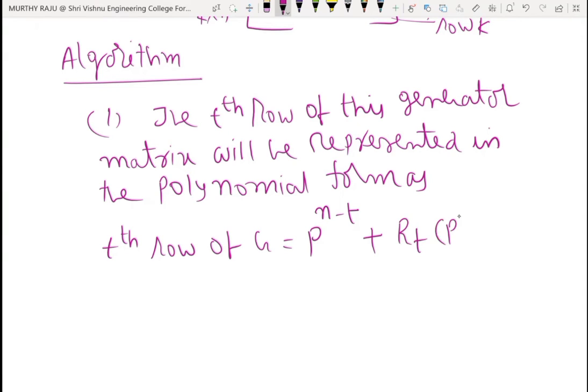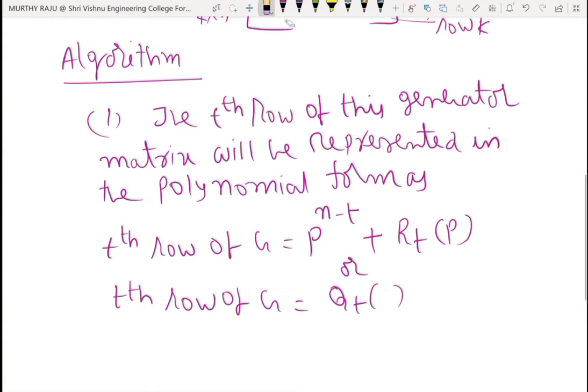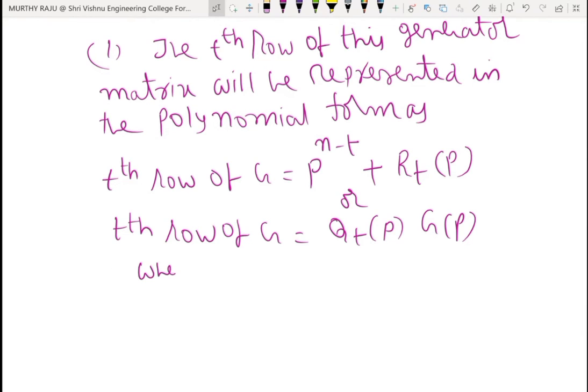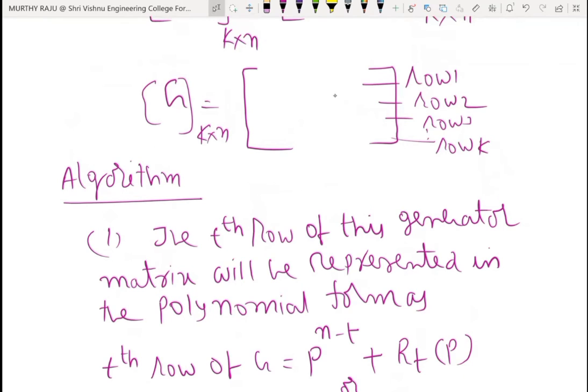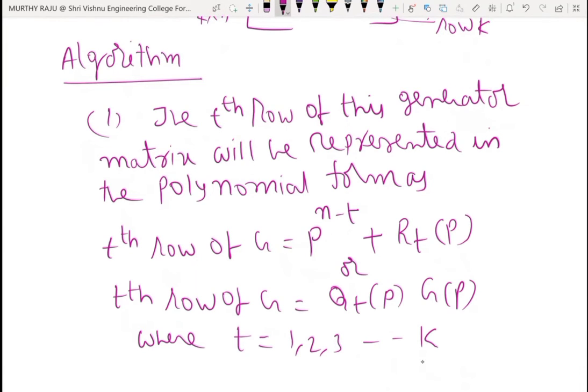plus Rt of P, or t-th row of G is equal to Qt of P into G of P, where t is equal to 1, 2, 3 up to K, because the rows of the generator matrix are represented as row 1, row 2, row 3 up to row K. Therefore, the t value is considered as 1, 2, 3 up to K.